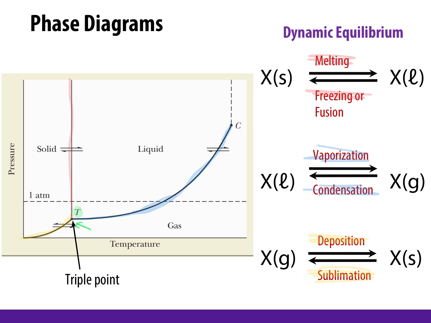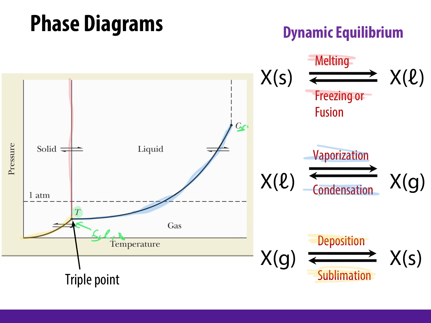Again, this is the place where the solid, liquid, and gas are all in equilibrium at the same point, at the same pressure and temperature. There's only one spot on the diagram where we can have all three in equilibrium with each other, and that's the triple point. Another key point here, if we keep looking, is this point C up here.